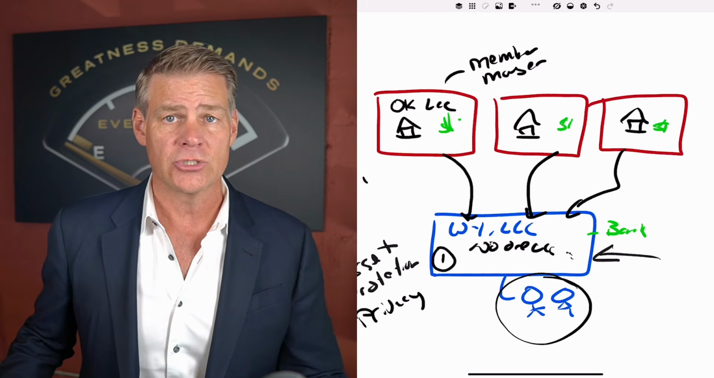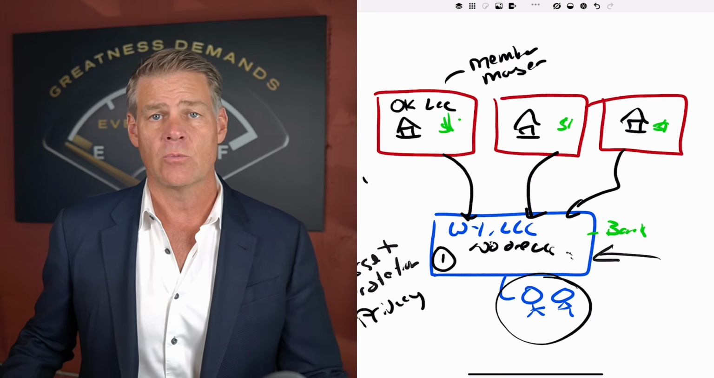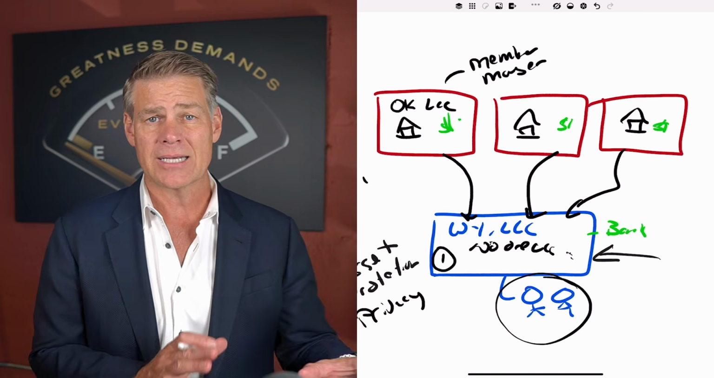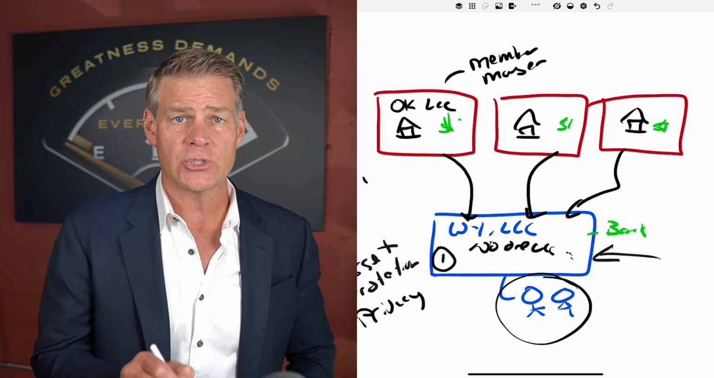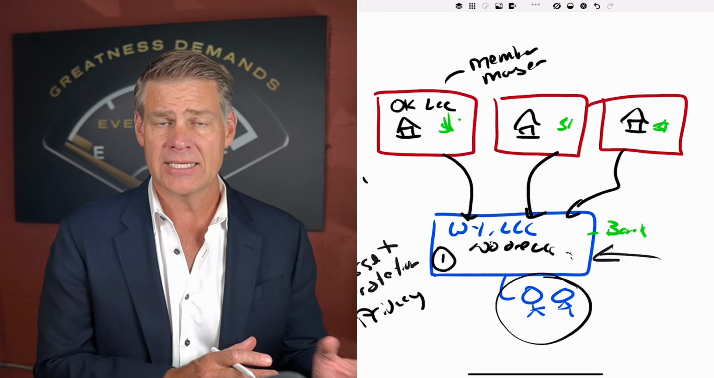Meaning they could say the manager, which is the Wyoming LLC, was negligent in the way in which it was making sure the property was safe for the guests that came on there. So you want to keep that completely separate. Have the rents paid to the specific property LLC. Now, if you're using a property management entity, well, that'd be different.